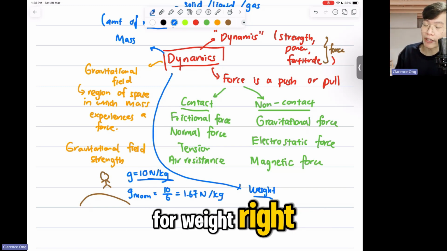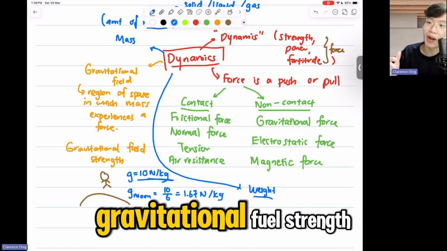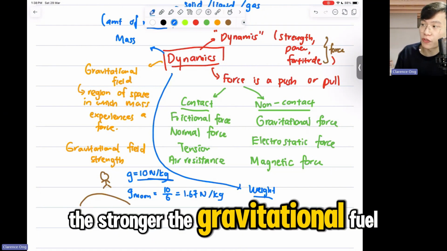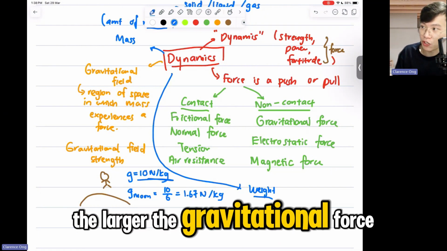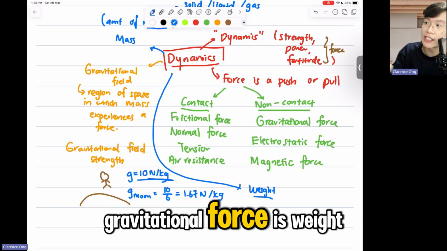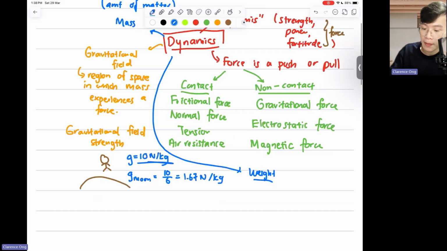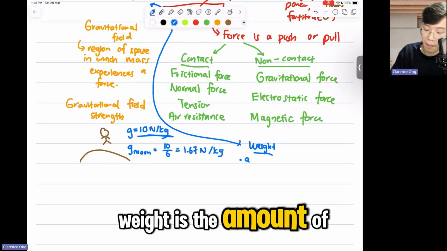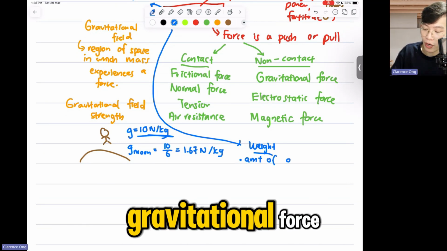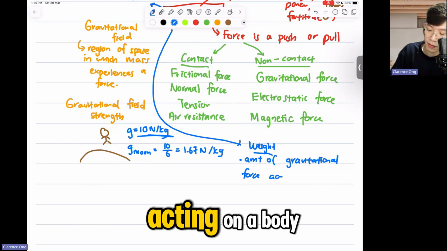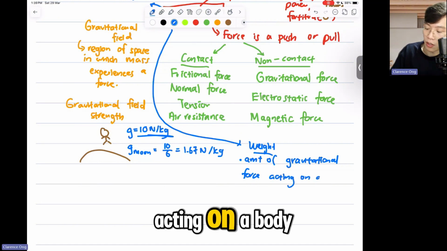However, weight is dependent on the gravitational field strength. The stronger the gravitational field strength, the larger the gravitational force, and that means larger weight. Gravitational force is weight. So let's write this down. Weight is the amount of gravitational force acting on a body.